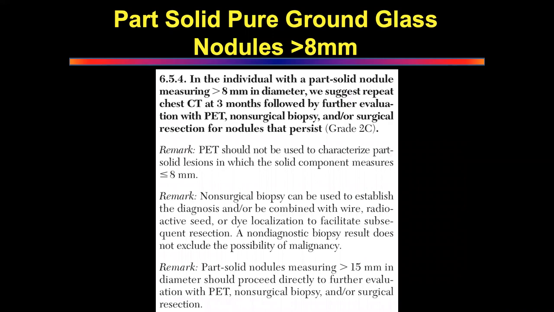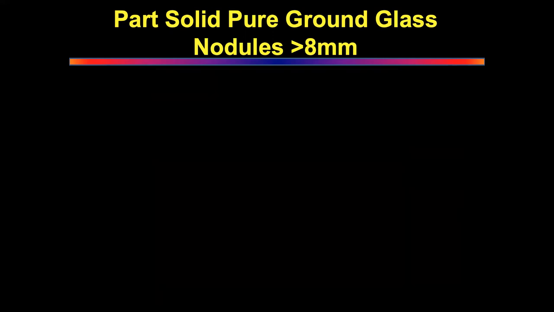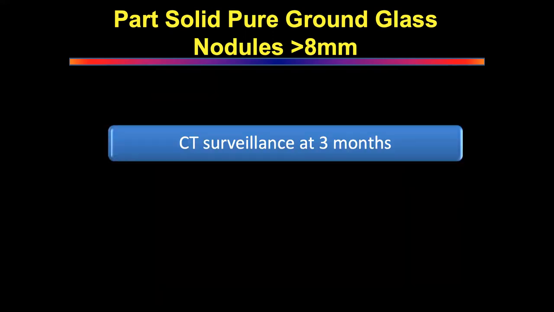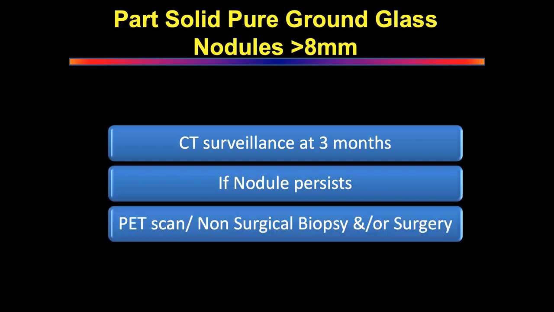Part solid, pure ground glass, but more than 80 millimeters. Yeah? 3 months, if the nodule still persists, then do a PET scan, non-surgical biopsy, and/or surgery. So a bigger nodule, which is part solid, part GGO, you are worried that this could be infection. So you give him 3 months, give him antibiotics, and then repeat the CT. And if the nodule is still there, then worry that this could be cancer, and so get a PET scan done and biopsy it. So GGOs are more worrisome than solid nodules.